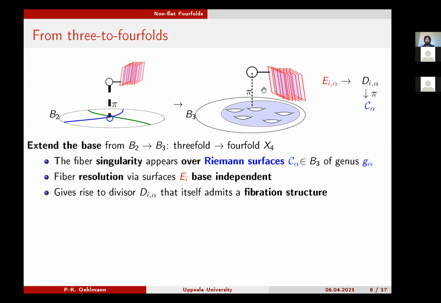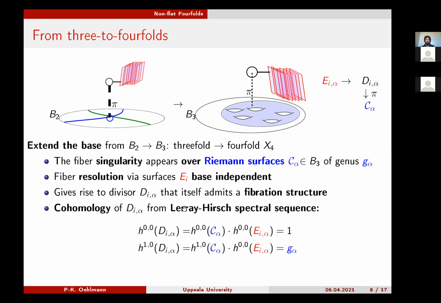So these surfaces here are now, of course, the fiber over this divisor D with a base, the Riemann surface. And this fibration structure that I'm having is really nice because it allows me to compute the cohomology of this divisor here that I'm getting generically. And I can compute this via the Leray-Hirsch spectral sequence, which essentially tells you that I can just get the cohomology of my divisor from the cohomology contributions of my constituents, of my base Riemann surface and of my Riemann fiber surface EI.